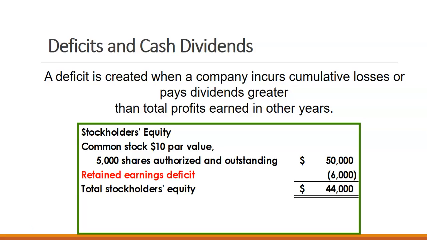If we do not have enough money in retained earnings to pay for a dividend, we then have a deficit. This is when we have losses or we pay dividends greater than our total profits earned in other years. In this example, we have a retained earnings deficit of $6,000 because we've paid dividends out greater than what we had saved in our retained earnings of $6,000.